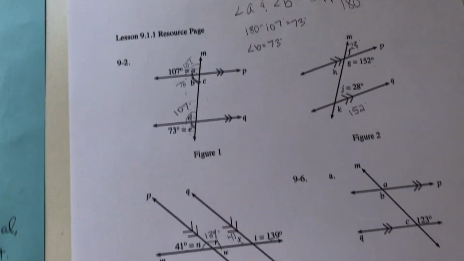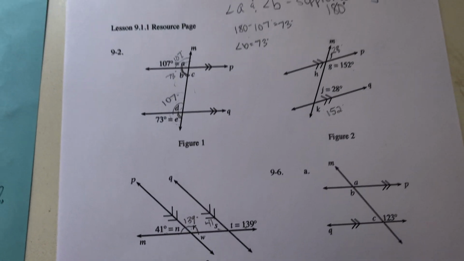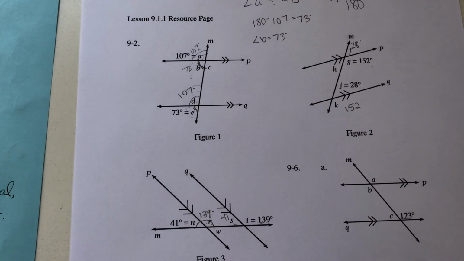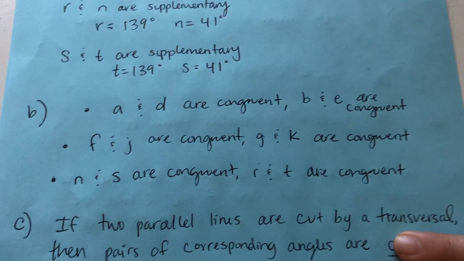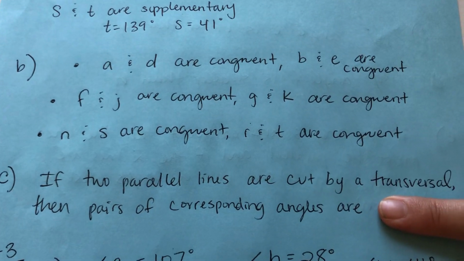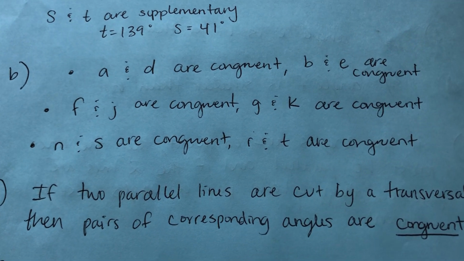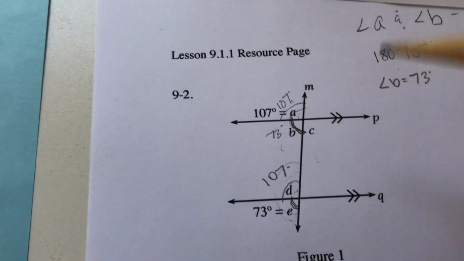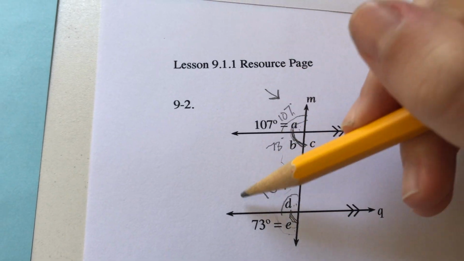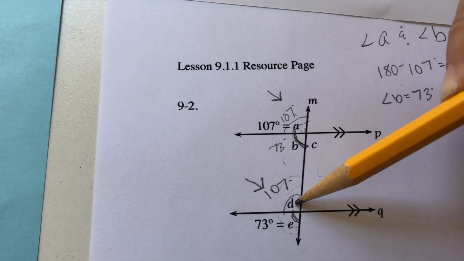So now it wants us to make this conjecture, or a statement about what we are noticing as a pattern here. So it says, if two parallel lines, and this is in your book, if two parallel lines are cut by a transversal, then pairs of corresponding angles are, I put congruent, or equal. So if two parallel lines are cut by this transversal, then pairs of corresponding angles, so this is a corresponding angle pair. This one corresponds with this one.